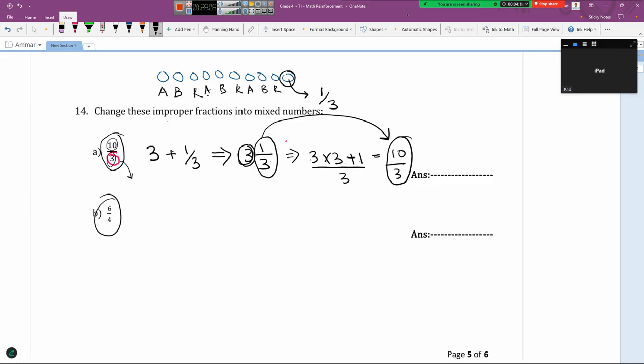So now after sharing, each person receives 3, and one is remaining. The remaining chocolate should be shared by dividing, right? You have to divide the chocolate into 3 equal parts, and each part should be taken by Ammar, Ben and Ryan. So if you have a chocolate like this and you have divided it into 3 portions, this represents 1/3, this represents 1/3, and this represents 1/3. Is that clear? Yeah.